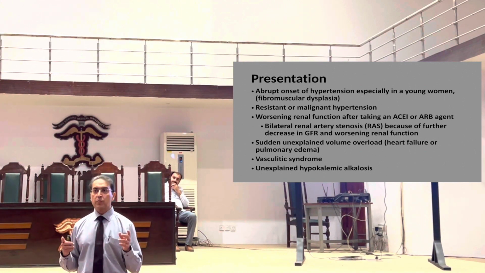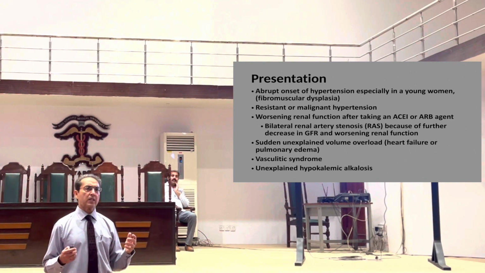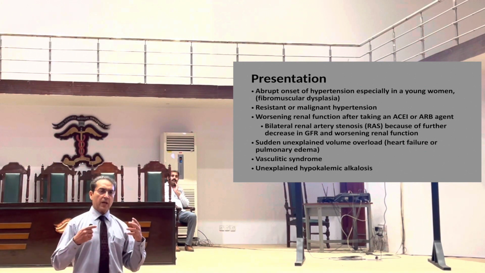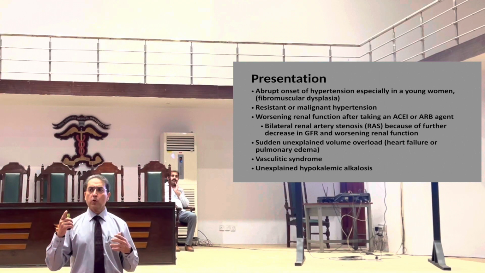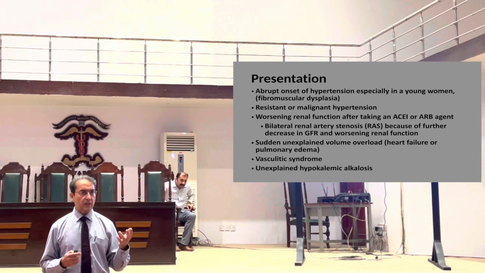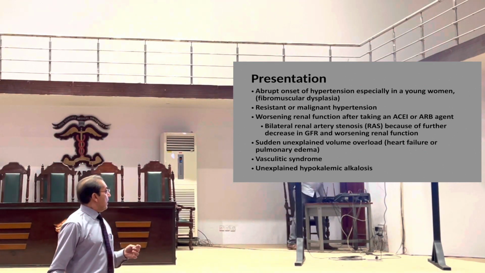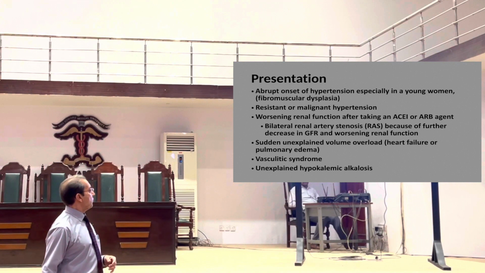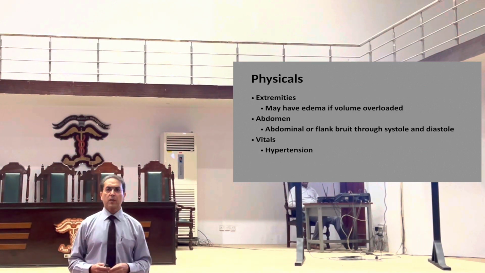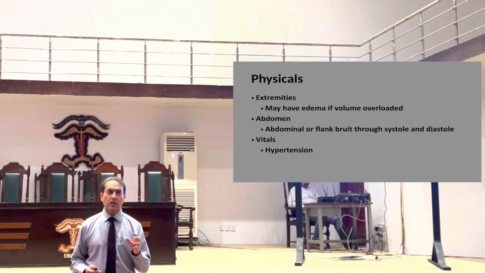So this is the main presentation of renal artery stenosis, and then you can have presentation as hypertensive emergencies. A patient may have an acute rise in blood pressure producing flash pulmonary edema. There may be hypertensive encephalopathy. So these presentations may be there. Hypokalemic alkalosis is one presentation of this condition. On physical examination, it may show hypertension. There may be a renal artery bruit.